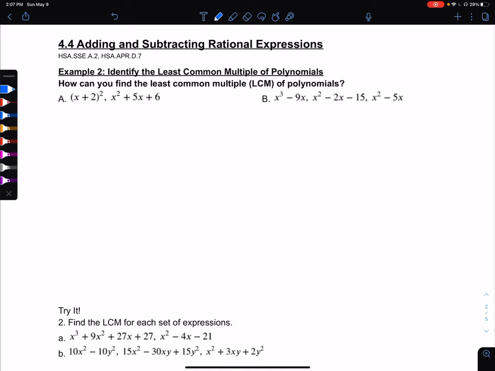In part A, we're given (x + 2) squared, that whole quantity squared, and x squared + 5x + 6. The first thing we need to do is factor each polynomial. Let's take (x + 2) squared, and that's a pretty easy one. That just becomes (x + 2) times (x + 2). Then my second polynomial, we have x squared + 5x + 6.